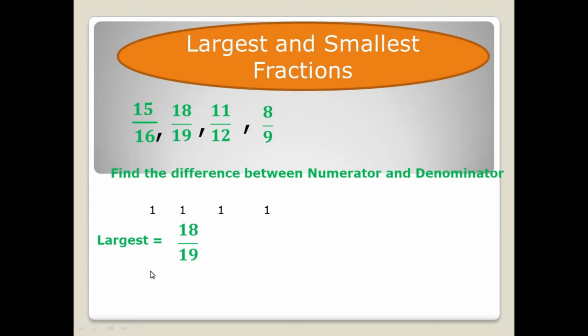and the smallest fraction will be the fraction having the smallest numerator. So now it is very easy for you to find if it satisfies two conditions, that all the fractions are proper fractions and the difference between numerator and denominator is the same for all the fractions. Then you can find it through this trick.